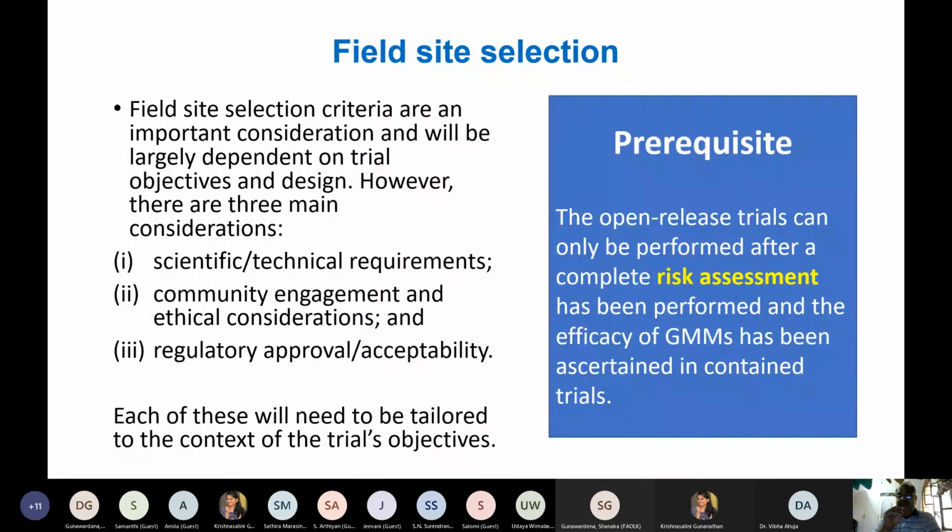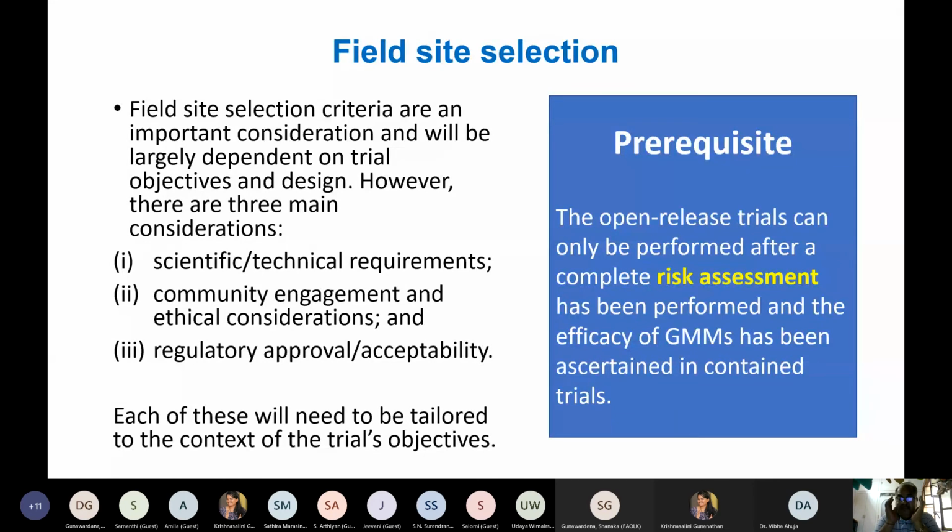So these are general features of the overall matrix of characteristics of site selection. Nevertheless, these may vary from one particular technology to another technology. There is a prerequisite associated with the site selection. The open release trials can only be performed after a complete risk assessment has been performed and the efficacy of the genetically modified mosquito has been ascertained in the contained trials.